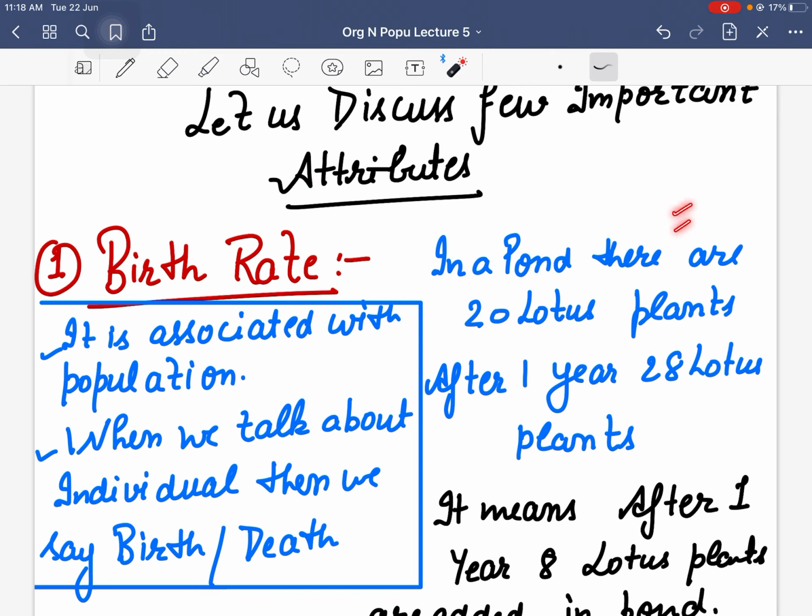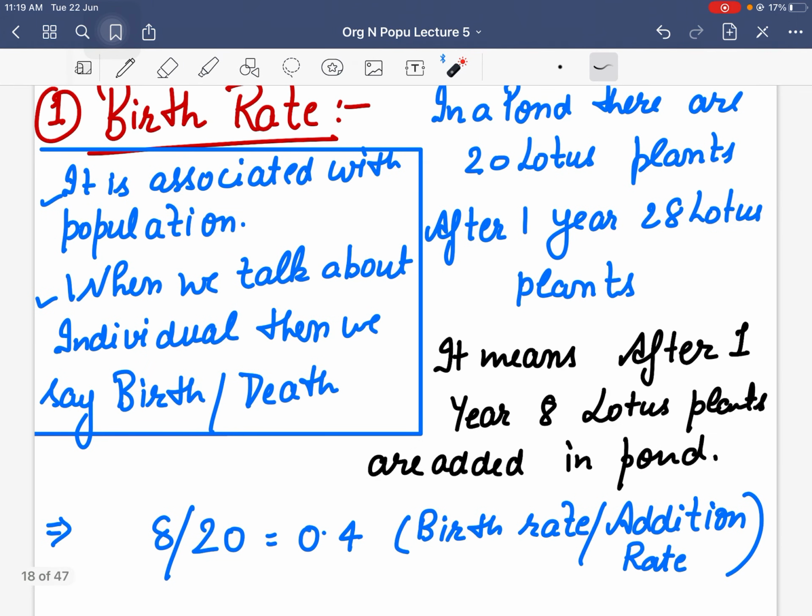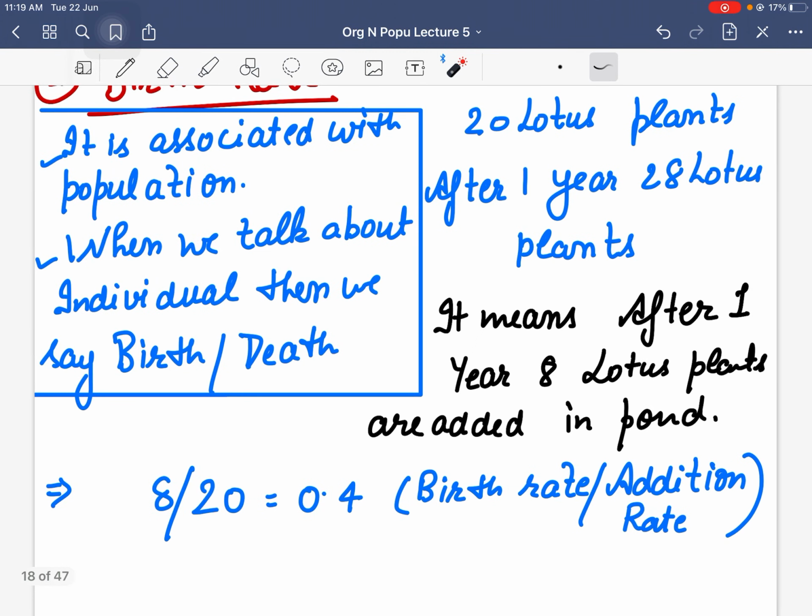So let's take an example. In a pond, there are 20 lotus plants, right? Initially, how many lotus plants were there in the pond? 20. After 1 year, 28 lotus plants were observed. It means after 1 year, how many plants were added in that pond? 8 new lotus plants were added. So what will be the birth rate? Birth rate will be the new number divided by the initial number. That will give you the birth rate. So birth rate is also known as addition rate. So 8 by 20, that will be 0.4. Basically that is the number of lotus added and the initial number of the population of lotus.